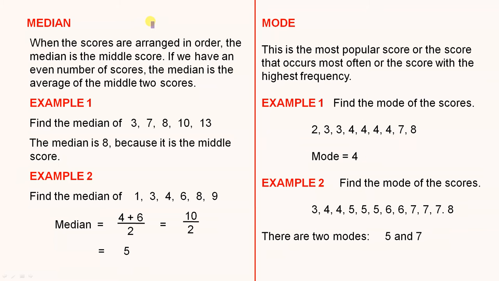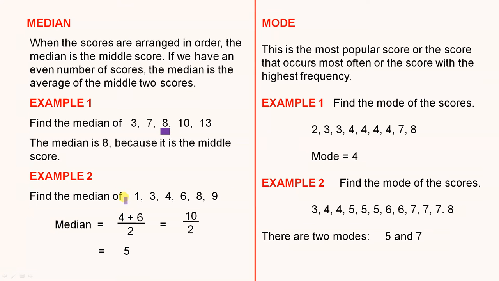The median. When the scores are arranged in order, the median is the middle score. If we have an even number of scores, the median is the average of the middle 2 scores. Let's look at first example. Find the median of those scores. We can clearly see that the median is 8 because it is the middle score. When you have an odd number, you can always have one number in the middle.